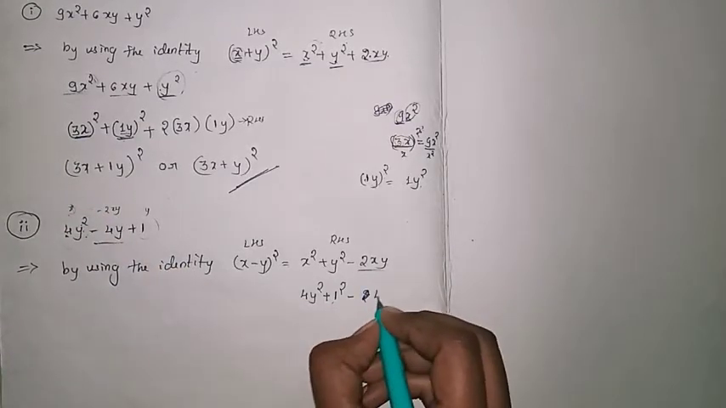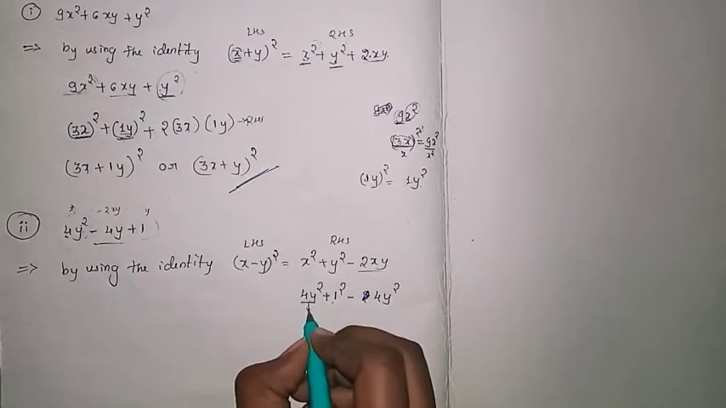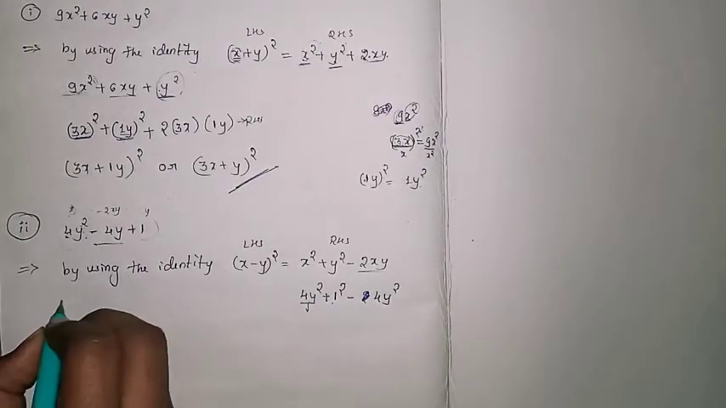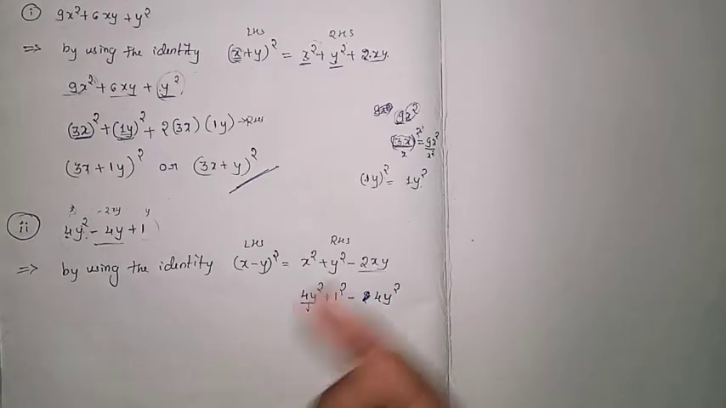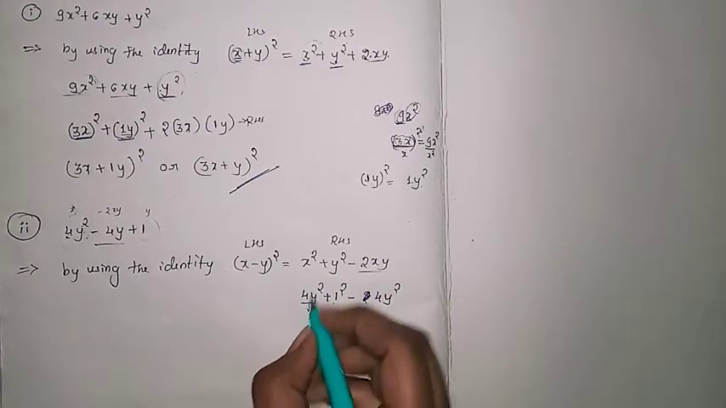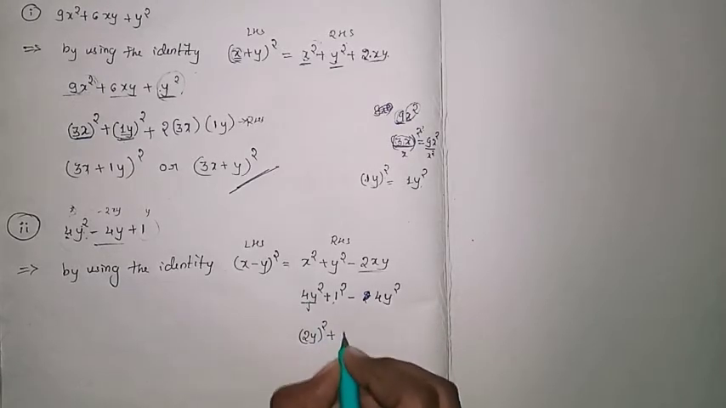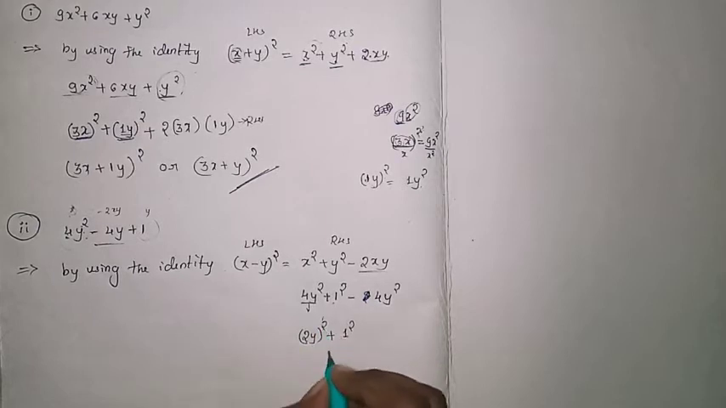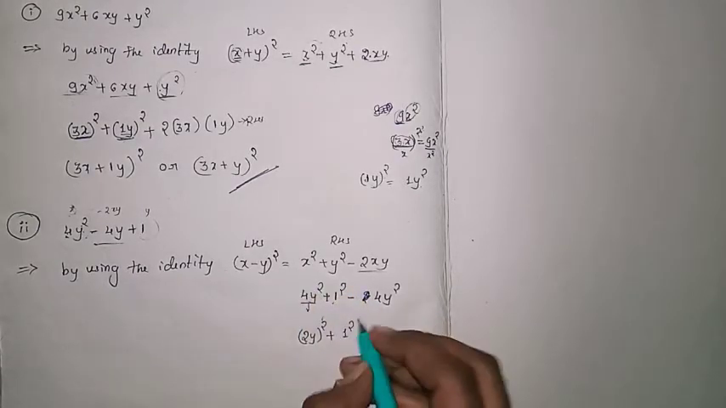They have given 4y square. So how to adjust this one to the x term? The equation I wrote here only. So here only I will write 4y square. We have to adjust to the x square term. So it is 2 into y whole raised to square. So 1 square is 1 square. So x square plus y square: 2 into y, that is 4y square, plus 1 square.